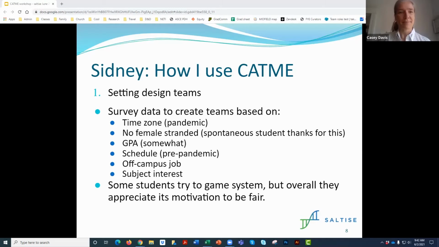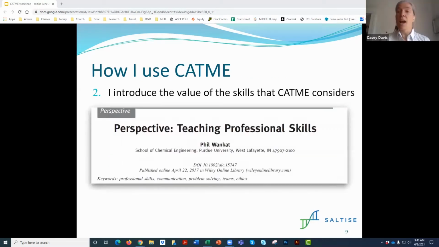Next slide, please. So how I use CATME. Before I came back to industry, an engineer I worked with said, could you please read this article and bring it to university with you? So I encourage you all also to read this, Teaching Professional Skills to Engineering Students Before They Graduate. I give this paper to my students, I ask them to read it, and then we discuss it in class.